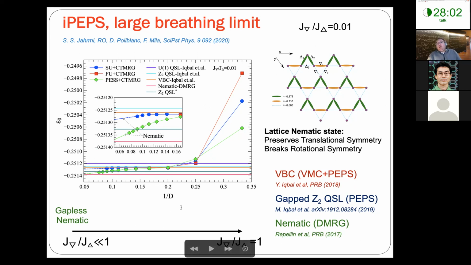So with projected entangled simplex states in 2 dimensions, our prediction is that the ground state of this large breathing limit phase is actually a gapless nematic state.